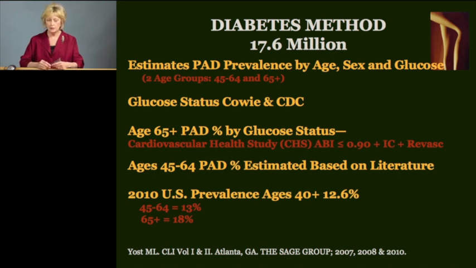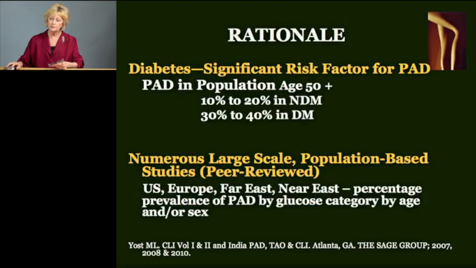The studies that are used to look at the prevalence of PAD by glucose status defined PAD as ABI less than 0.9 in addition to a history of PAD. Now, the prevalence by the diabetes method, calculating backwards, is about 13% in the population 40 and over, and that compares with the 12% prevalence in the Criqui-Partners method.